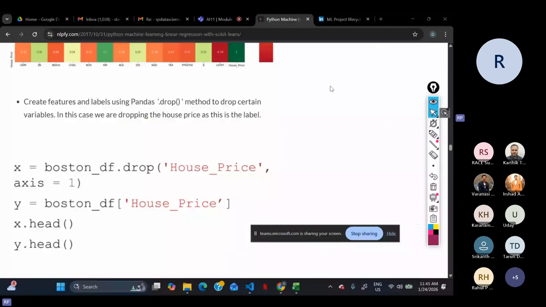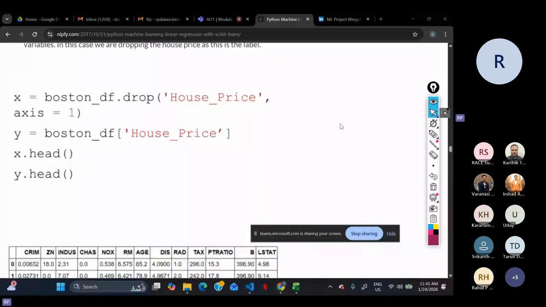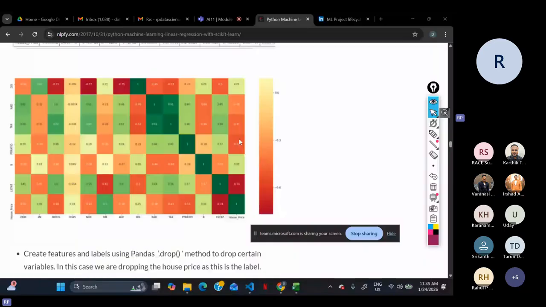Now coming to your point, Linton. No, this is a multiple linear regression. How to identify from this? So the higher the coefficient, the higher the linear correlation. For example, let's pick up this one, DIS, distance. Distance has the smallest linear correlation, right?